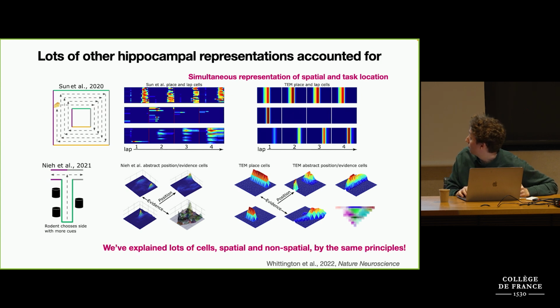Okay. So I just want to stop and pause, and we've just this one model which says, right, how do I combine information in such a way so I can generalize as flexibly as possible? Just with simple principles, we've ended up explaining an awful lot of cells, both spatial and non-spatial, all by these exact same principles.